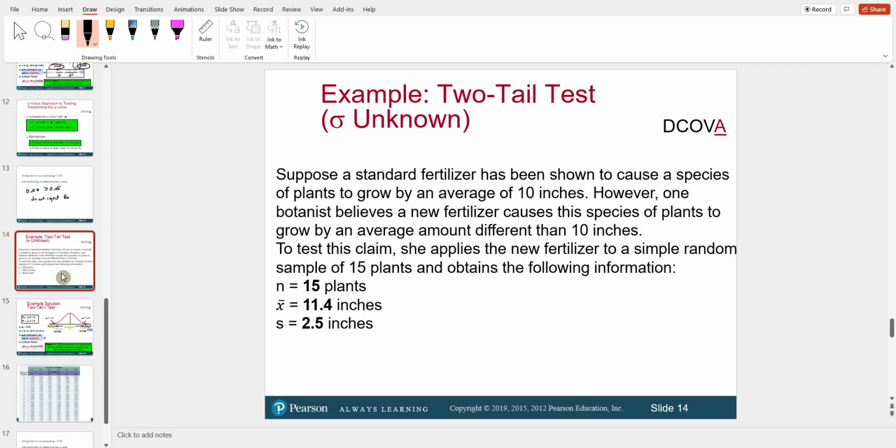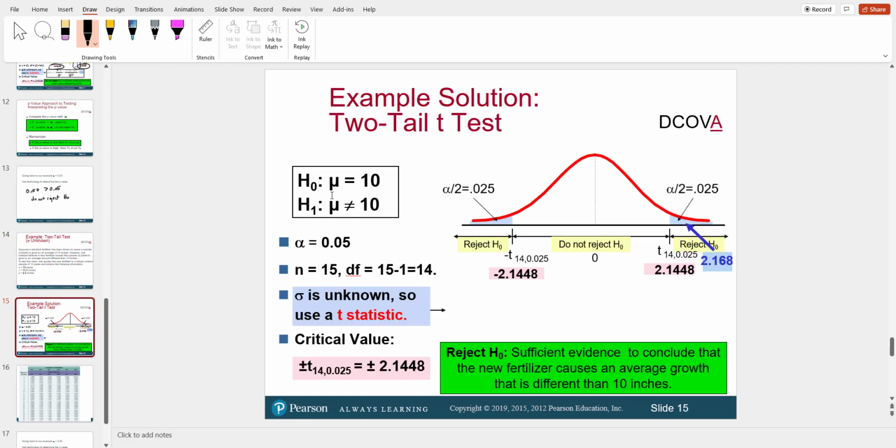So to test this claim, she applies the new fertilizer to a simple random sample of 15 plants and obtains the following information. So the sample size is 15. Her plants grew on an average of 11.4 inches, and the sample standard deviation is 2.5. So we're going to set up the hypothesis. This is how you do it by hand. I'm not going to go step by step on how to do it by hand. I went over this before, so I'm giving you the basics. So we're testing that the mean is equal to 10. The alternative is not equal to 10. We know the sample size is 15. Degrees of freedom will be 14.